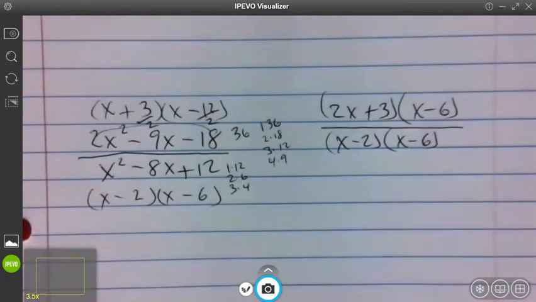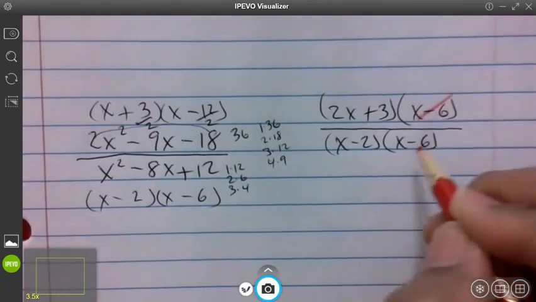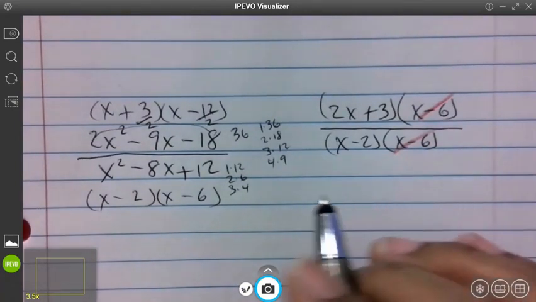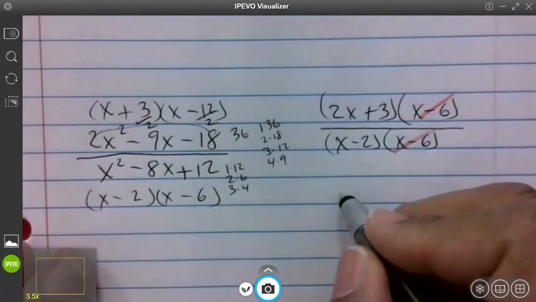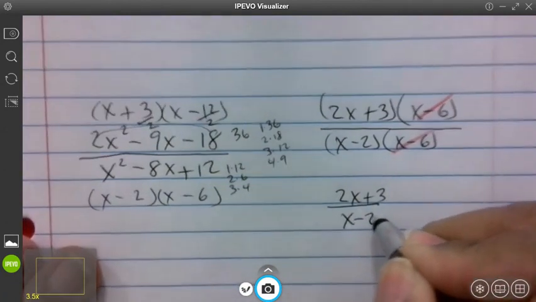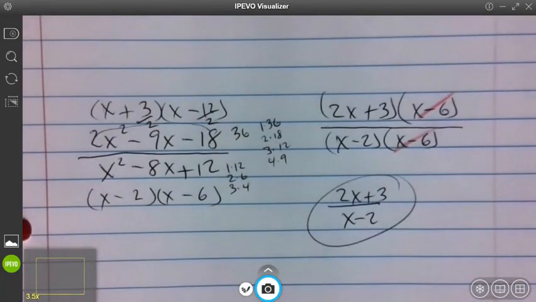Okay, so now you see what do we have that's alike that can cancel out? x minus 6. So we can cancel those out. So whatever we have left is our answer. So this is what we have left. So my answer is going to be 2x plus 3 over x minus 2. And right there is your answer.